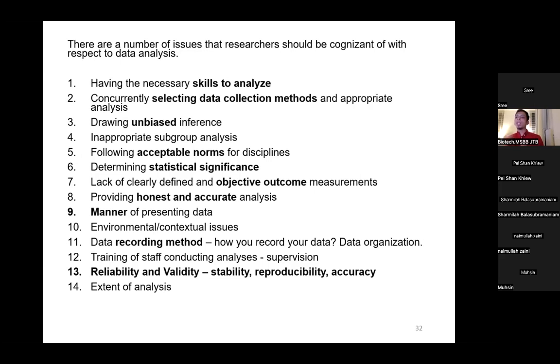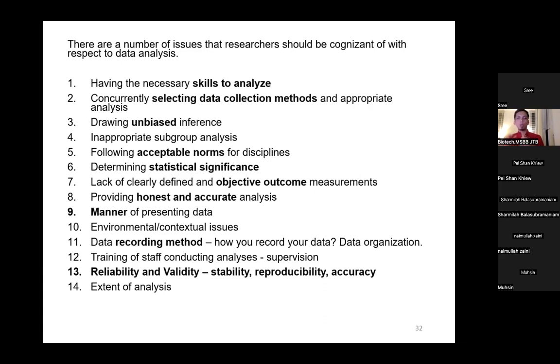Okay, so data recording method, reliability and validity. Okay, in terms of the data, whether the data is stable. If you do your experiment, you are the only one who knows whether the data that has been generated is stable or not. Even if I have students conducting the research, I can also evaluate that to know whether the data are stable or not. That's why we need to keep on monitoring the data generated by the students as well.